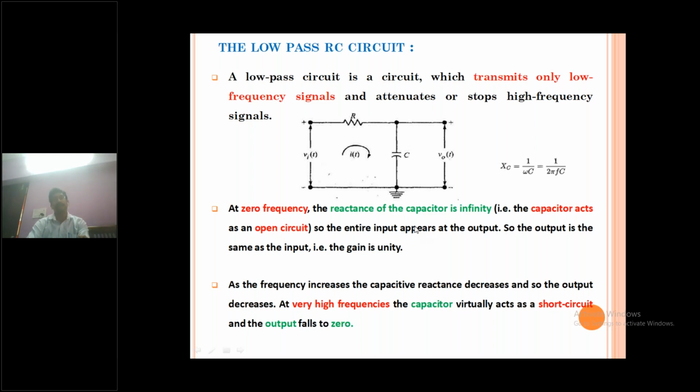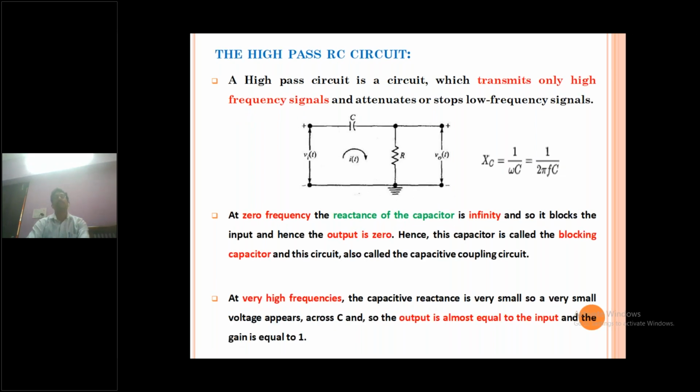Here the capacitor is in shunt connection. And next, similarly, the high pass RC circuit. The high pass RC circuit transmits only high frequency signals and attenuates or stops the low frequency signals. Again, how does the circuit transmit high frequency signals and stop the low frequency signals? Can we explain using the same concept, capacitor reactance.